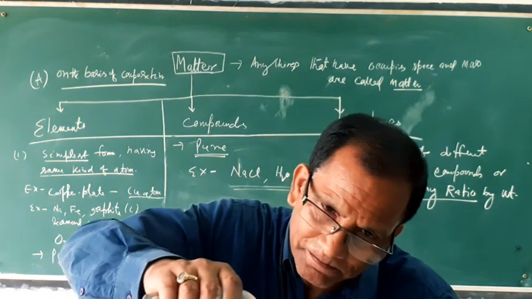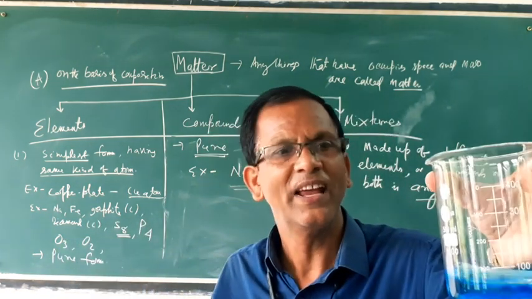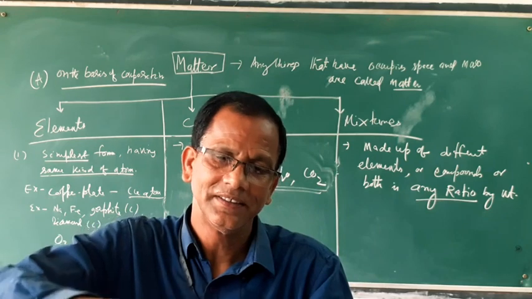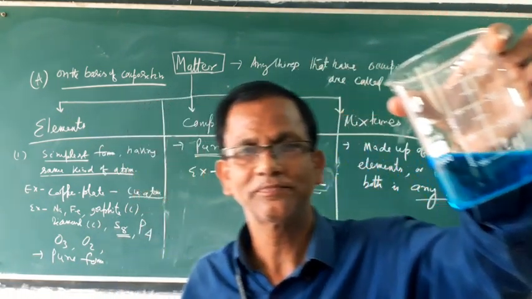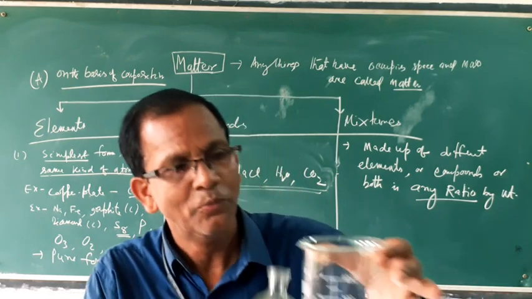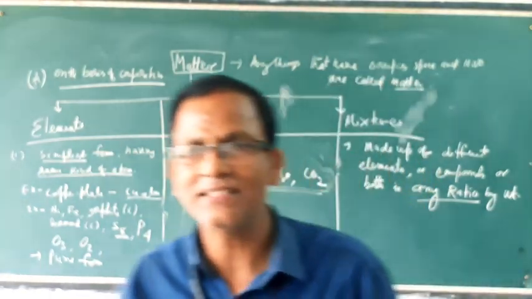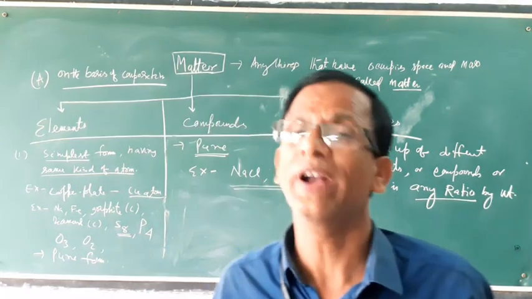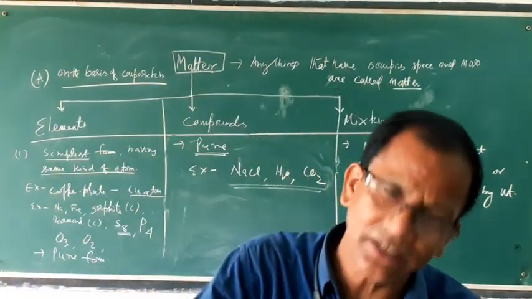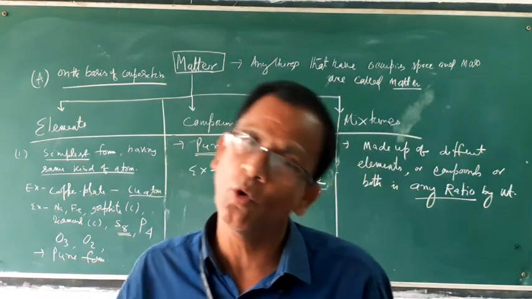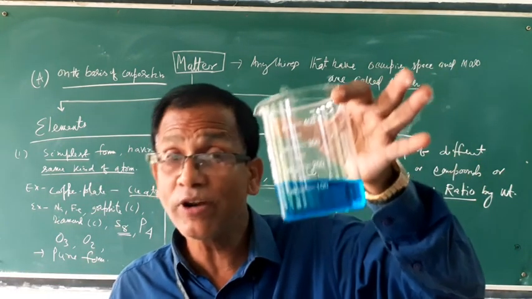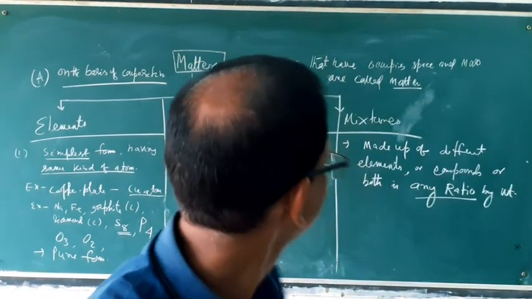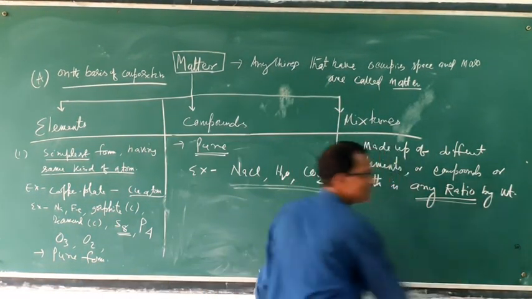If I add water again, you see, again mixing. If you add all like this, it is a mixture, because both copper sulfate and water remain in the matter which has no fixed weight, fixed mass. I can add more water, I can add less water, I can add more copper sulfate. That's why the amount is not fixed. That's why it is called a mixture. Any ratio being present means it is a mixture.